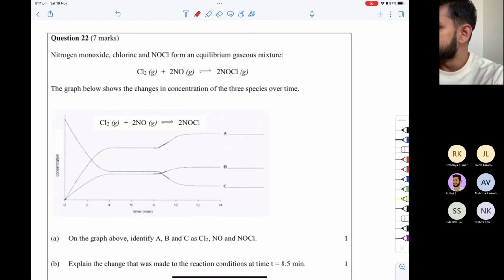All right, so question 22. Identify A, B, and C. How did you guys go with that? Sorry, Jacob, did you have a question or is your hand just raised? Oh no, good. Okay, cool. So Cl2, NO, NOCl. Do you guys want to give it a go? Which gases are which?